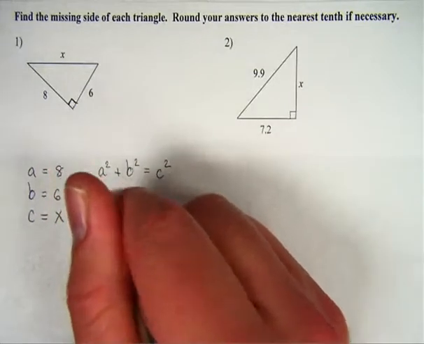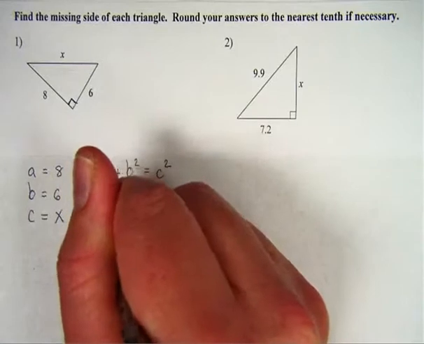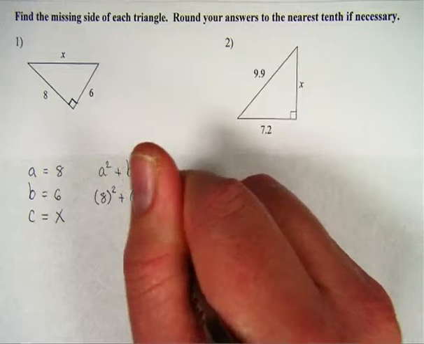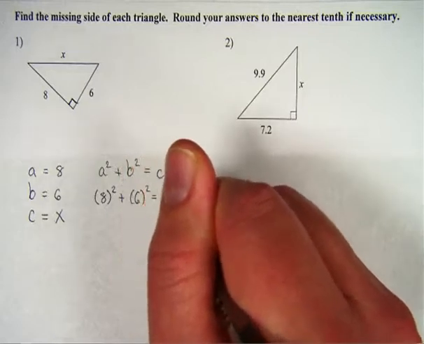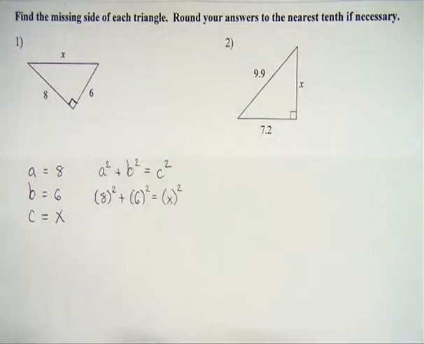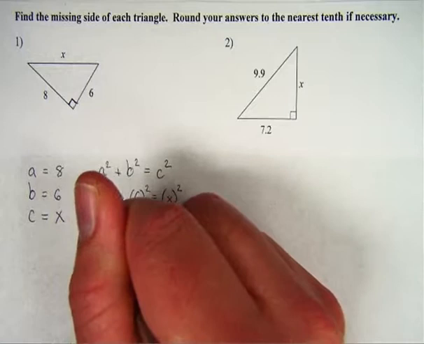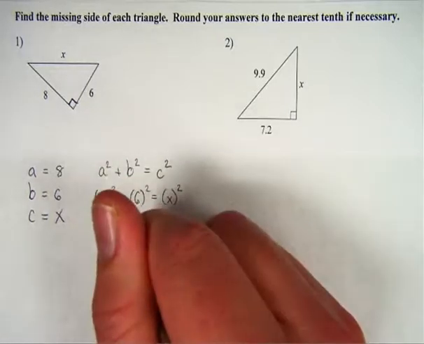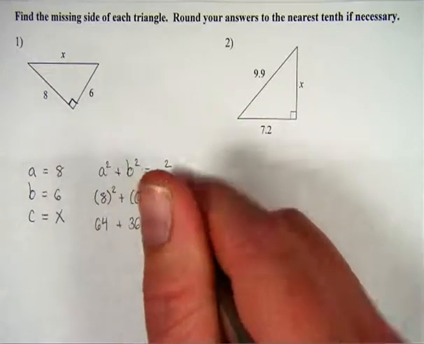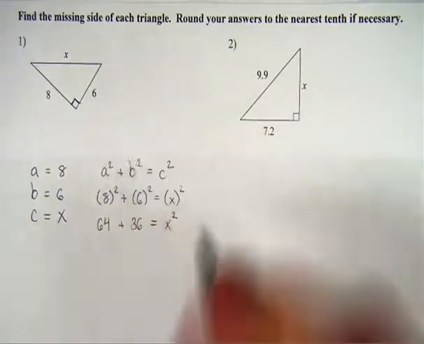So just as we did with the quadratic formula, anytime I substitute something in, I'm going to put it in parentheses. A was 8, B was 6, and C was X. We didn't know that one. So let's go ahead and fill these out. So we know that 8 squared is going to be 64. 6 squared is going to be 36. So this is 8 times 8, 6 times 6. And x to the second power is just x squared.